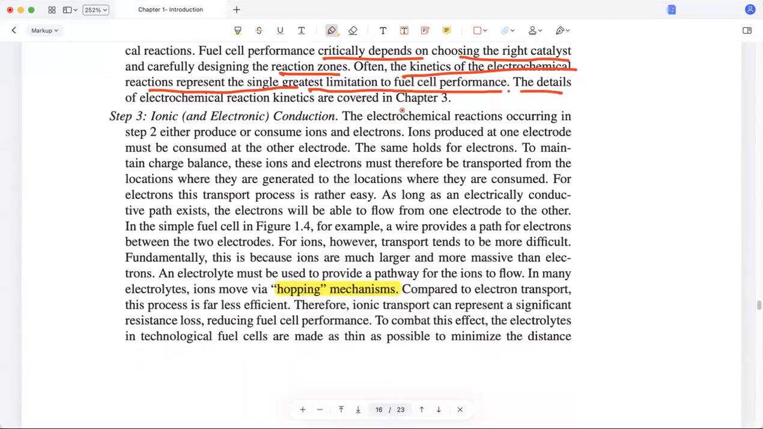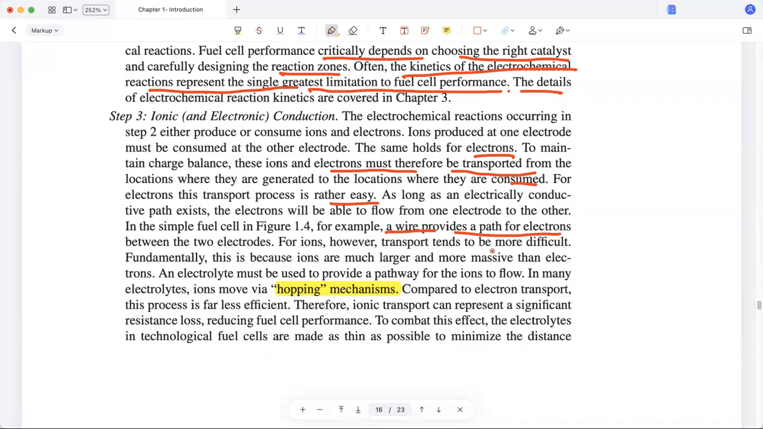Ionic and electronic conduction. The electrochemical reactions occurring in step 2 either produce or consume ions and electrons. Ions produced at one electrode must be consumed by the other electrode. The same holds true for electrons. To maintain charge balance, these ions and electrons must therefore be transported from the location where they are generated to the location where they are consumed. For electrons, this transport process is rather easy. As long as an electrically conductive path exists, the electrons will be able to flow from one electrode to another. In a simple fuel cell, for example, a wire provides a path for the electrons between the two electrodes.